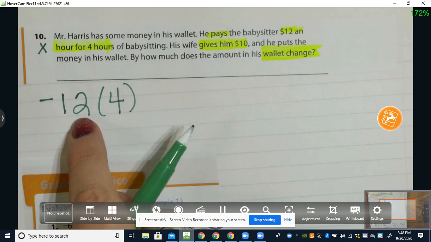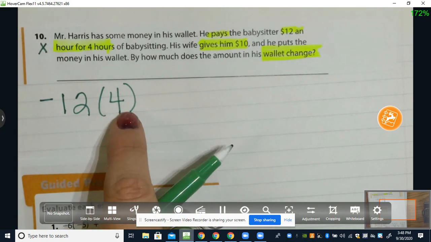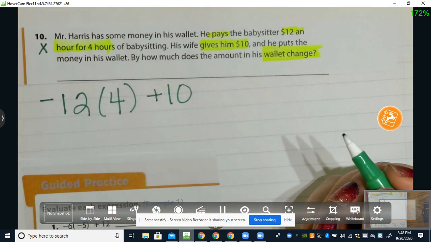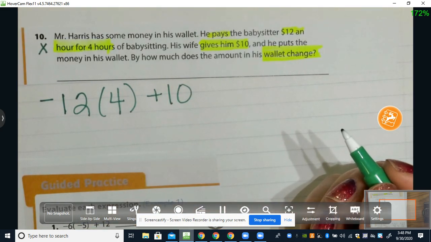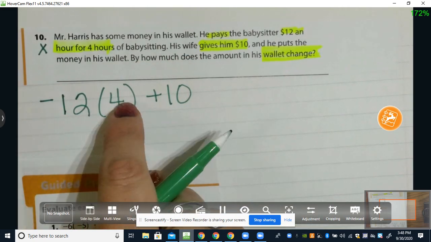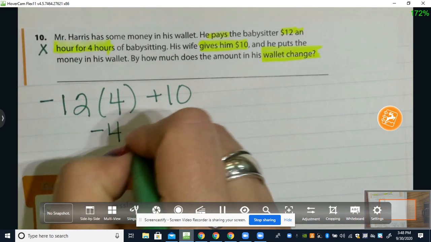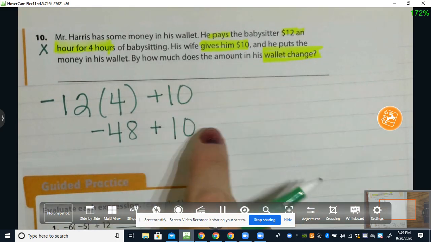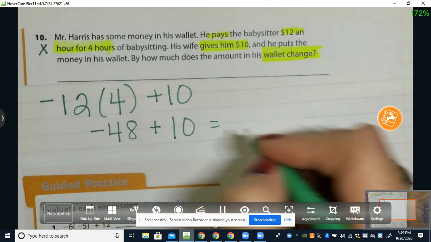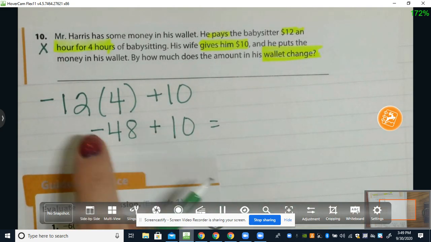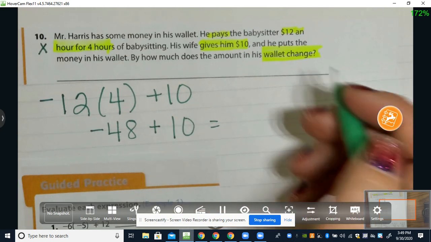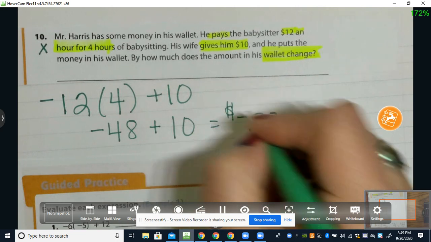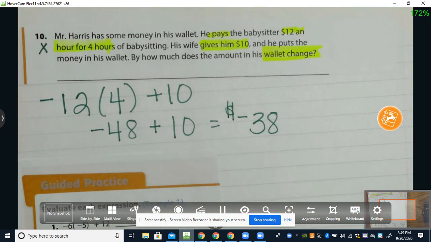So this is the amount that he would have given the babysitter. But then his wife gave him $10. So we need to add that $10 back to his wallet. So let's see how much he gave the babysitter. Negative 12 times 4 gives me a negative 48. Plus 10 is what the wife gave him. So we have different signs, so we need to subtract. 48 minus 10 gives me 38, and I have more negative than I do positive. So it would be a negative $38. Okay?